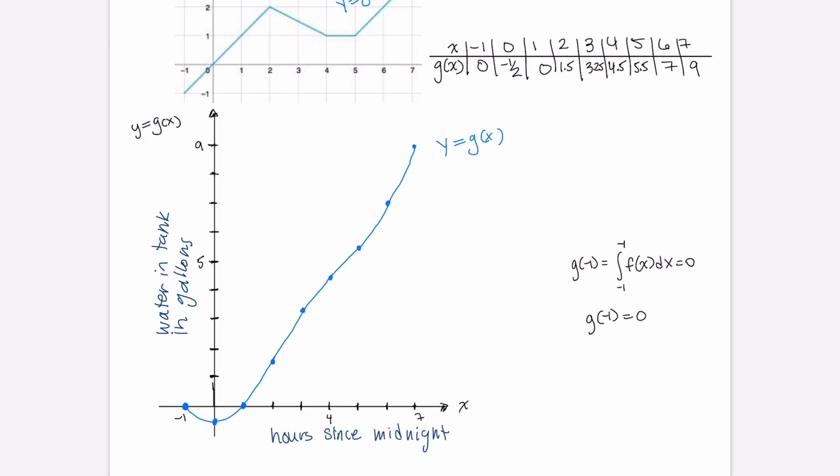Whereas this other function is still hours since midnight, but the height is the rate at which the water is either entering or leaving the tank. So rate of change, rate of water change.